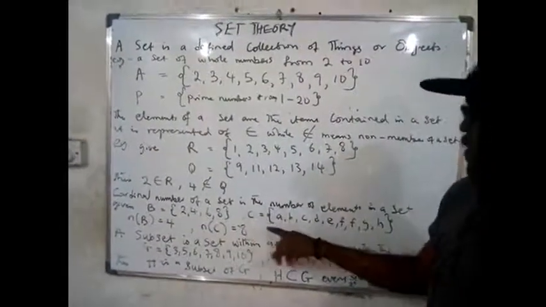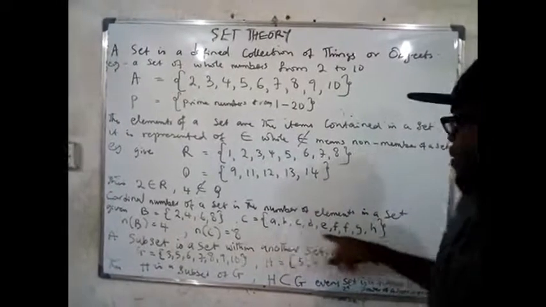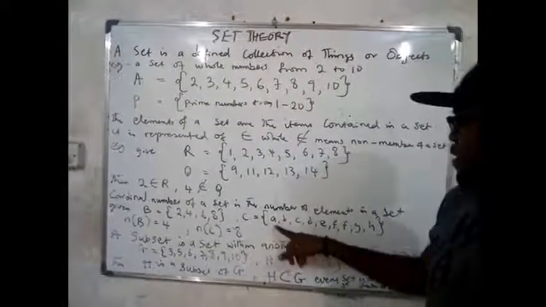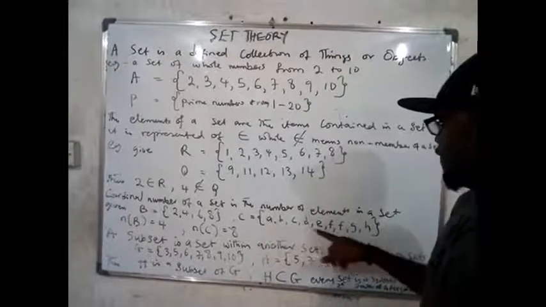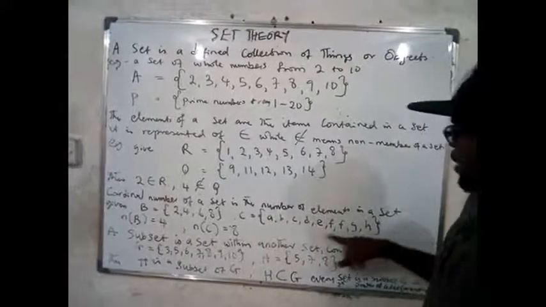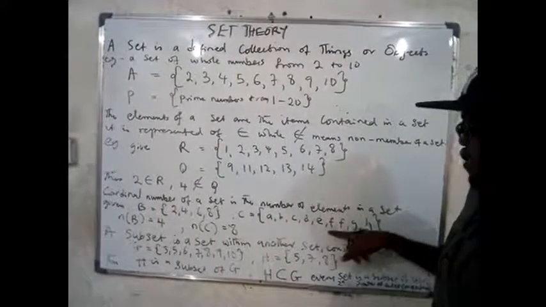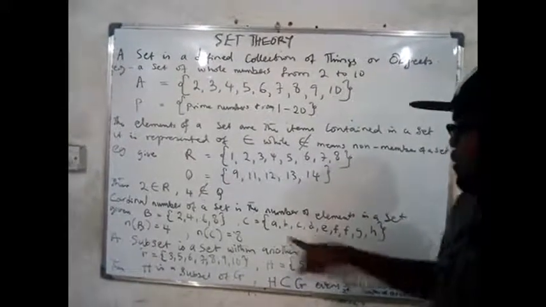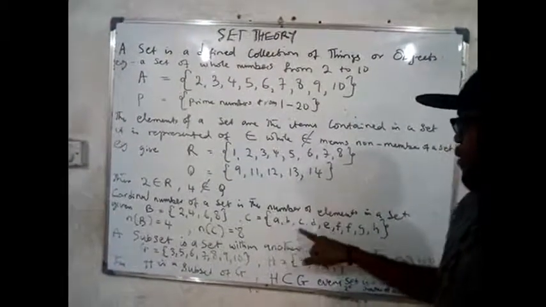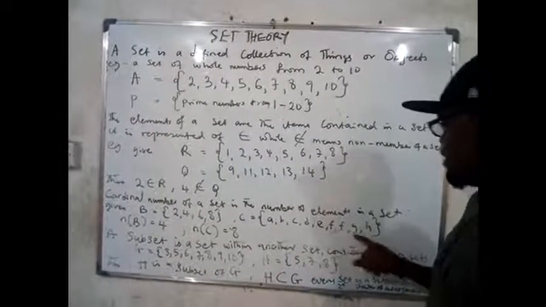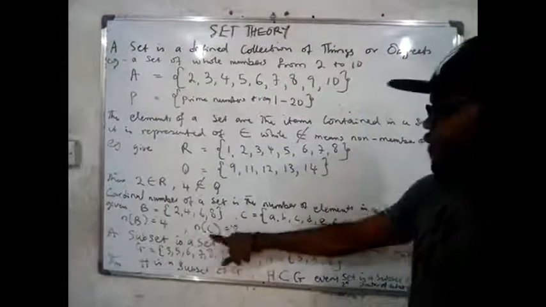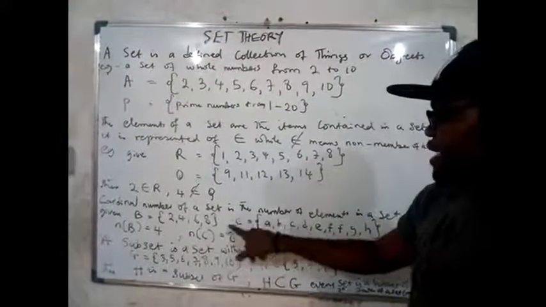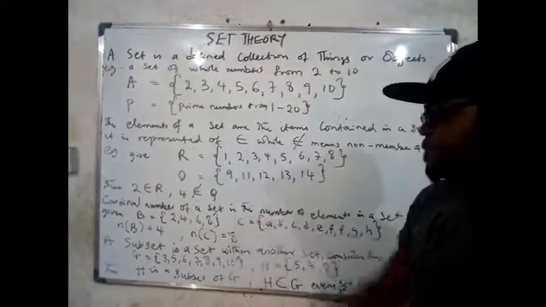C, you can also get the cardinal of C by counting the number of elements. If you count, you are going to have 1, 2, 3, 4, 5, 6, 7, 8, 9. It's actually 9. But then F is repeated twice. So any one that is repeated, you don't count, you count it as 1. So you only have 1, 2, 3, 4, 5, 6, 7, 8. So the cardinal of set C is 8.